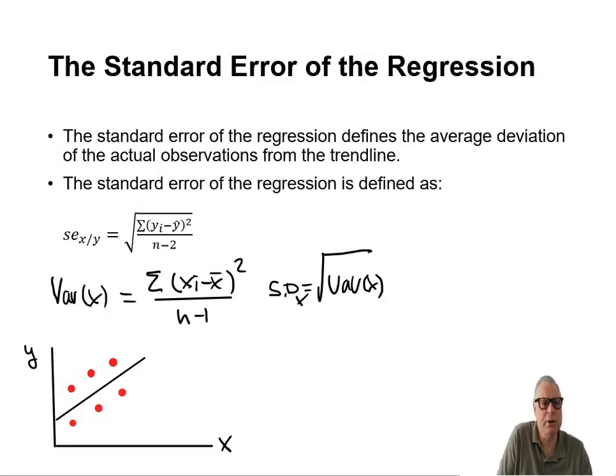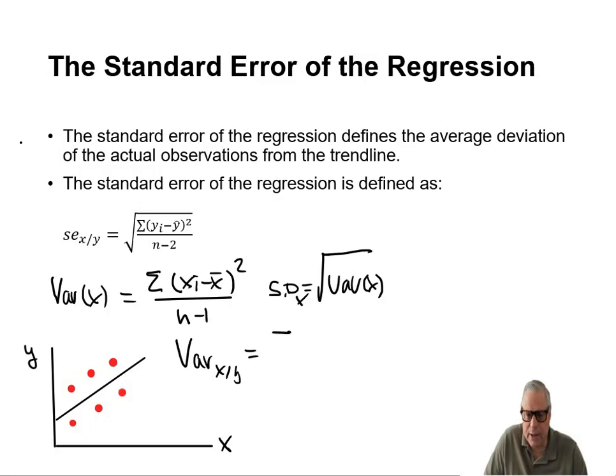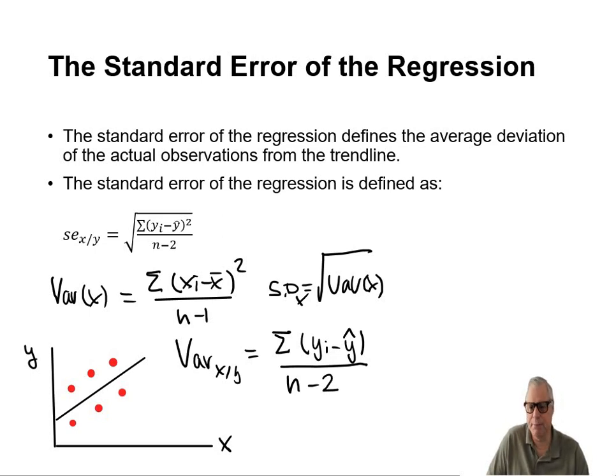Well, it's very similar. For the average variance, we use the formula for the variance of the regression. Let's call that variance x/y. Well, that is the squared deviations of all yi's, the red dots, away from the trend line, which is y hat. So it's not the mean of y, it is the estimated value. And now we have to divide by n minus 2. Those are the degrees of freedom.